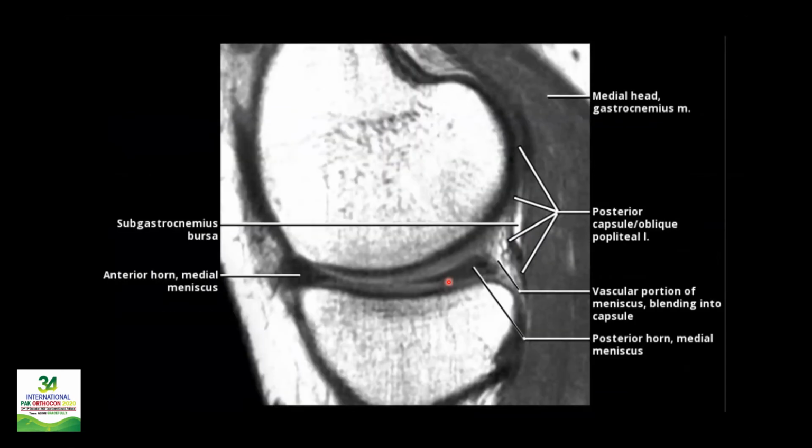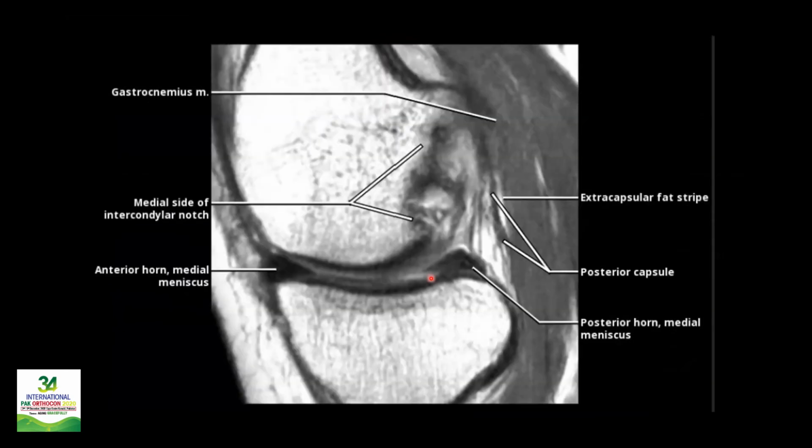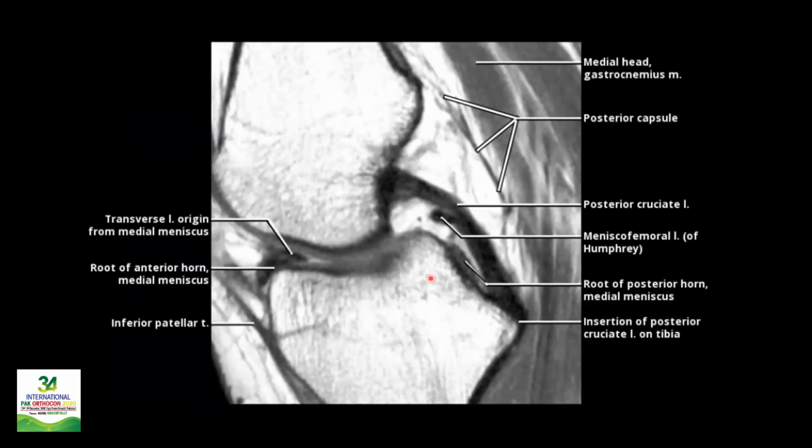So this is just the posterior horn of the medial meniscus, and this is the anterior horn of the medial meniscus, and you can see that the posterior horn is relatively larger in size as compared to the anterior horn. And so these are the other images.